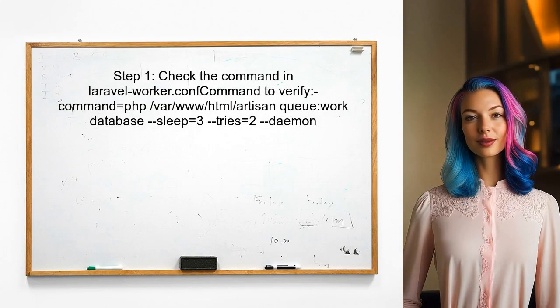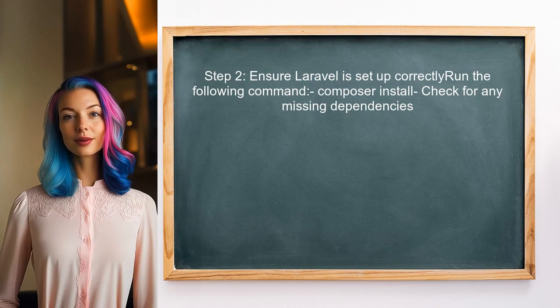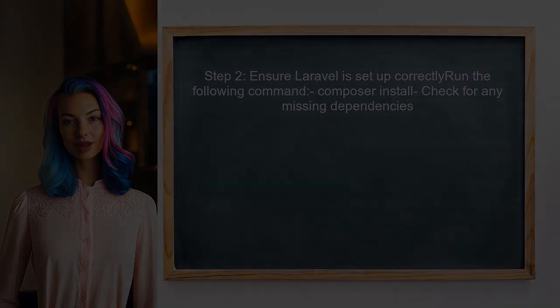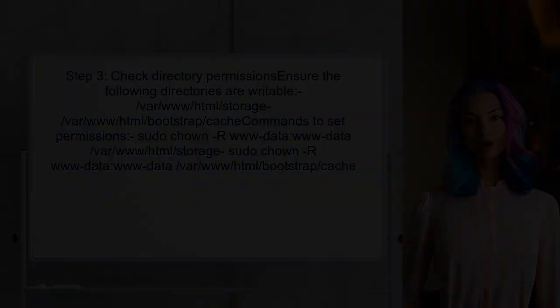First, the user should check the command specified in the Laravel worker configuration file. The command must be correctly formatted to ensure it runs without errors. Next, the user should ensure that the Laravel application is correctly set up and that the necessary dependencies are installed. This includes running composer install to install any missing packages. Now, the user should verify the permissions of the Laravel storage and bootstrap cache directories. These directories must be writable by the user running the supervisor process.